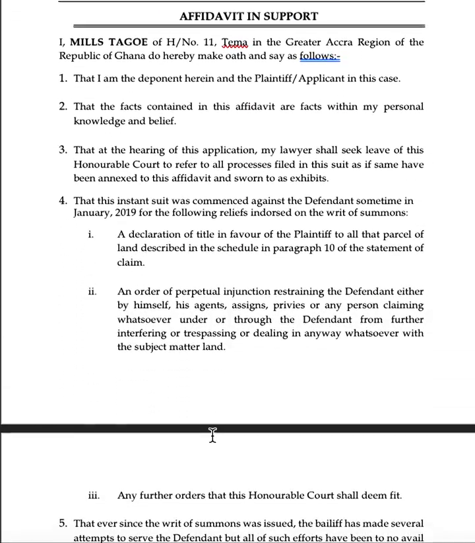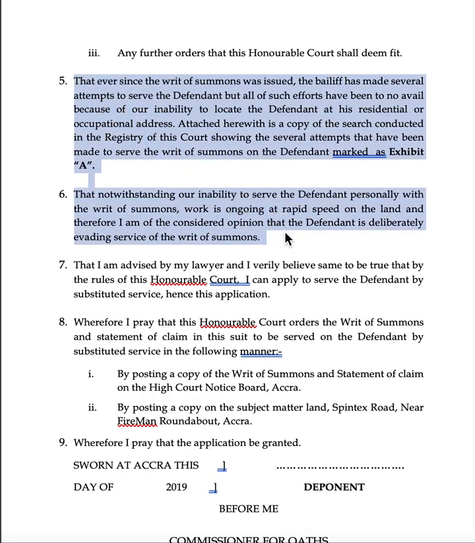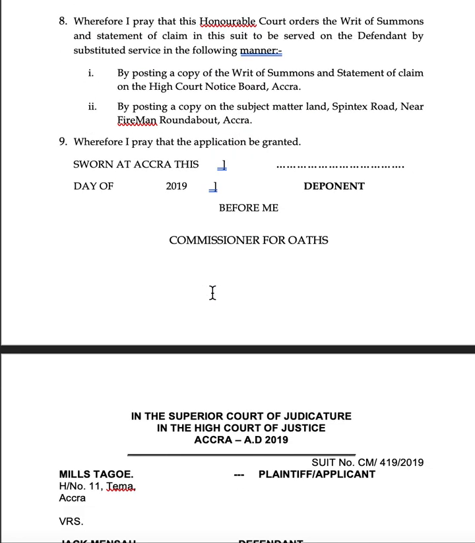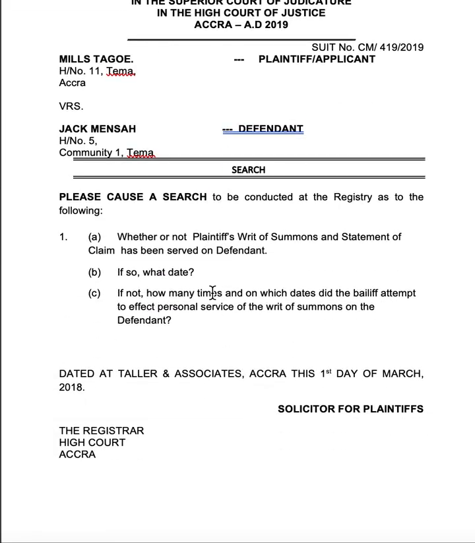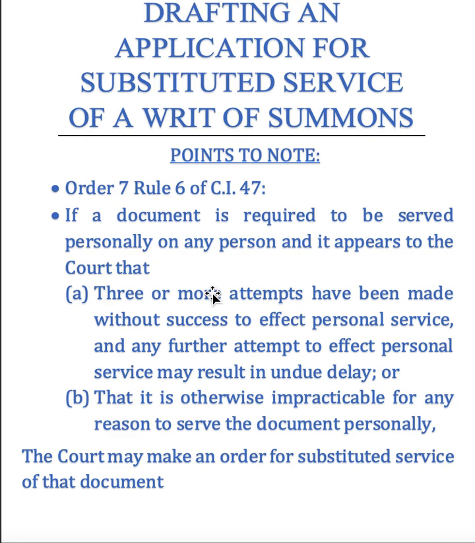Then remember that you must demonstrate, these are the critical information, that you've tried 3 times and you couldn't. This is very critical. And then you now ask for your leave. This is the end of our lecture on drafting an application to serve a writ of summons by substituted service. Thank you.